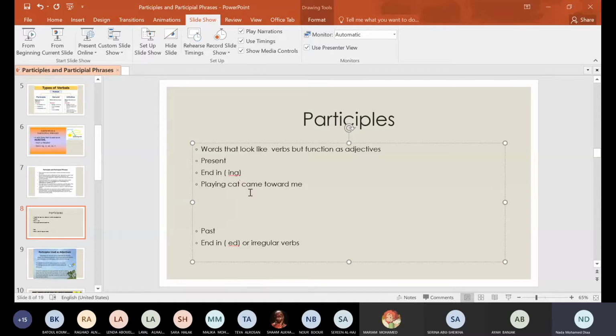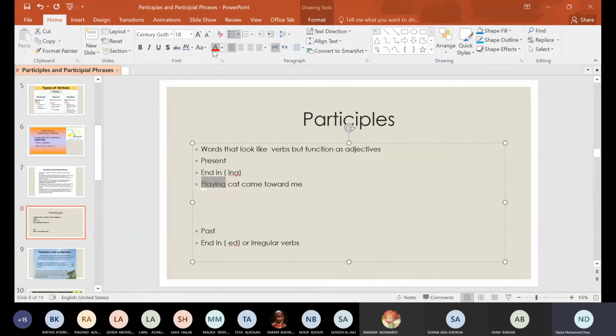In order to determine the participle in the sentence, I look for the verbs. So I have here playing is a verb. Playing is a verb, teacher. Came is a verb. I have playing and I have came. Okay. Can I say play? Am I explaining the lesson now?